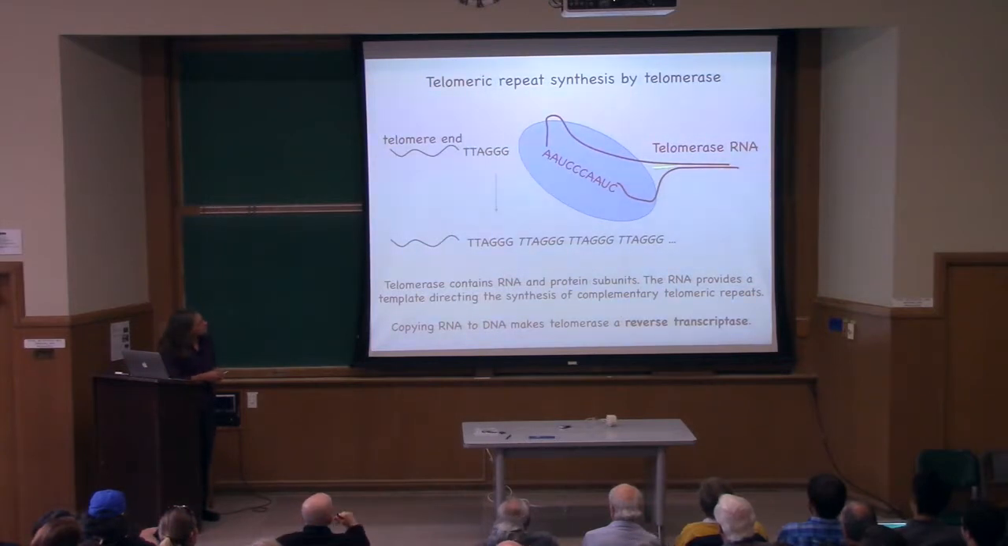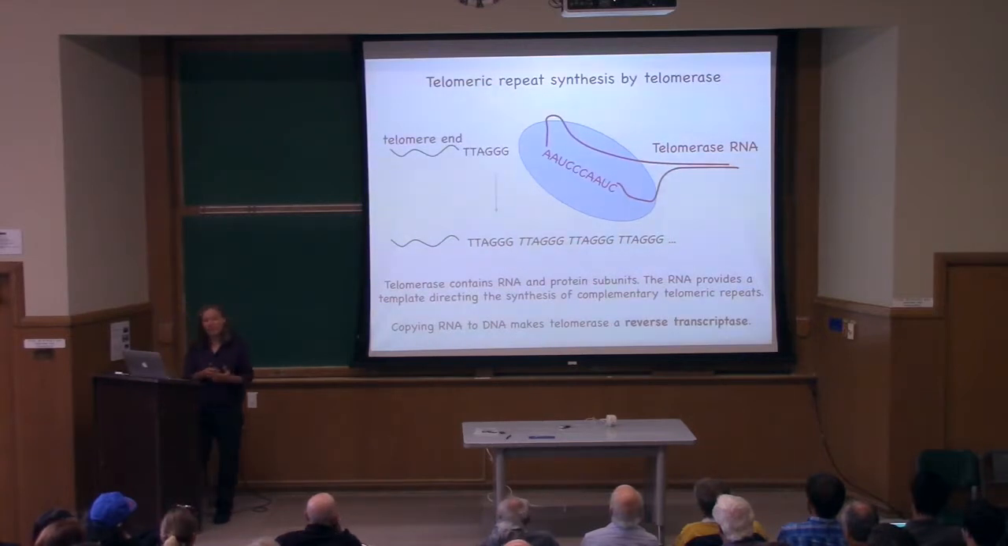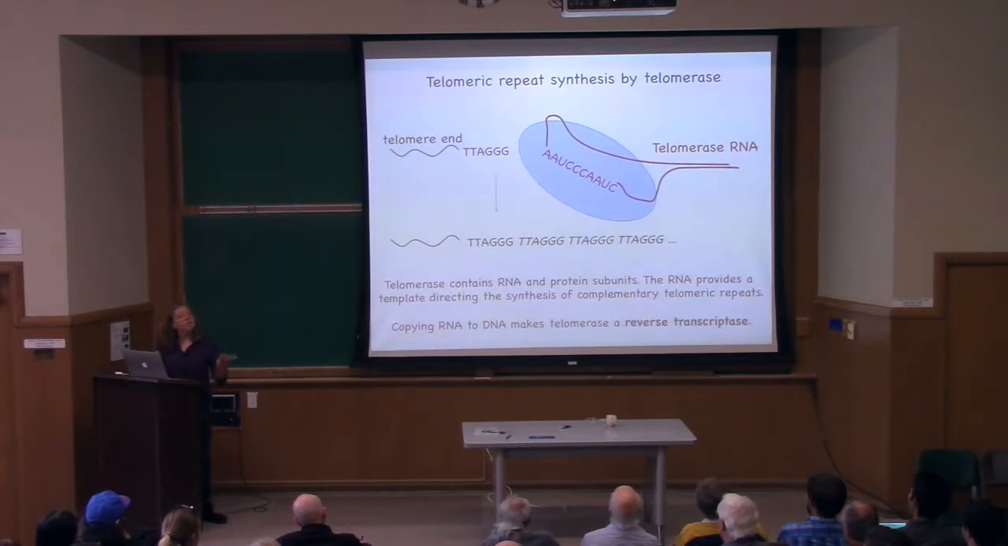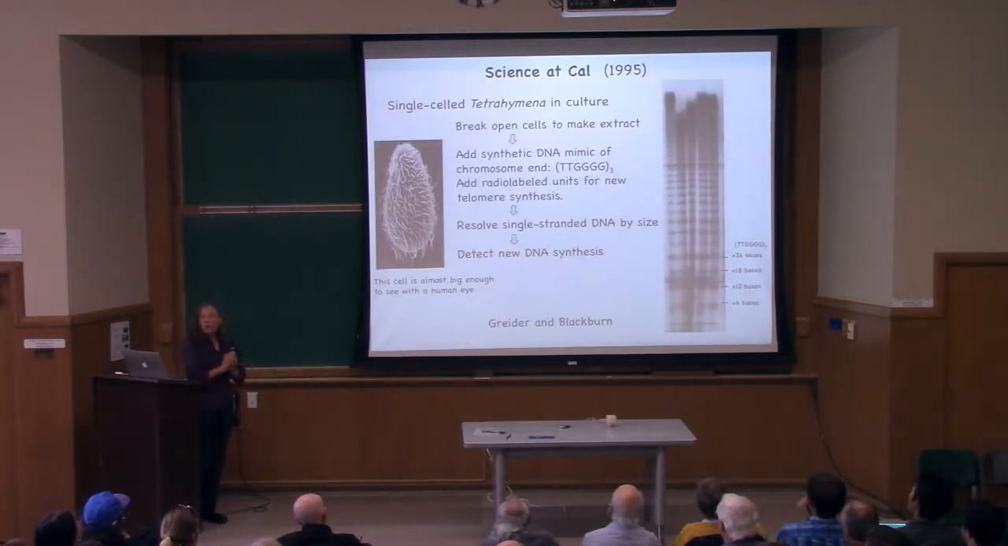The way that telomerase does this is very interesting. I won't go into detail about it, but it has a subunit that is protein and one that is RNA. And the RNA subunit within it contains a sequence that is complementary to the telomere. And so what telomerase does is it uses RNA instead of DNA to template the synthesis of DNA. And this makes it a reverse transcriptase. Transcription goes from DNA to RNA, that's the central dogma flow. This is the opposite. And these kinds of enzymes were thought to be unique to viruses. It turns out, in fact, that eukaryotes have it.